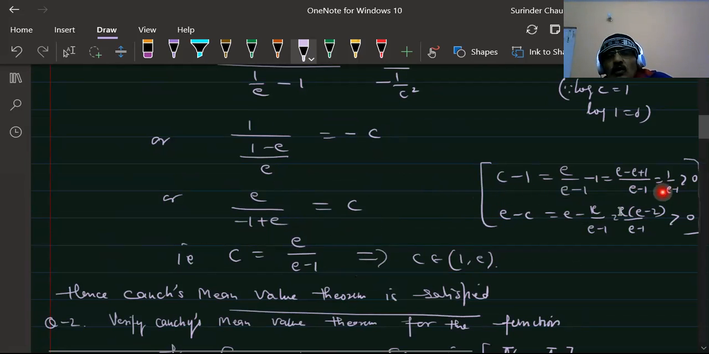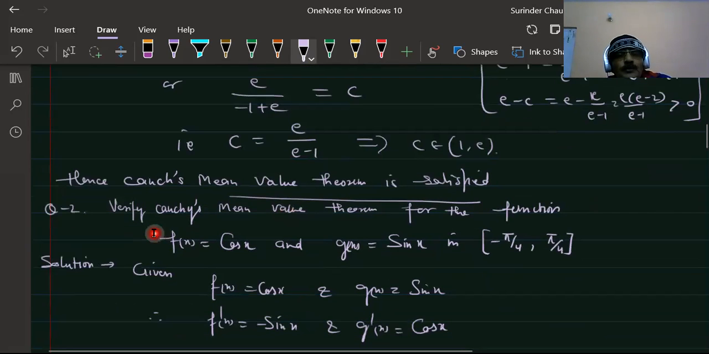c minus 1 is greater than 0, and e minus c is greater than 0. So this point belongs to this interval. If it were negative, the point would not belong to it. So this is the method to check whether this point belongs to the interval, and the Cauchy mean value theorem is satisfied for the function.